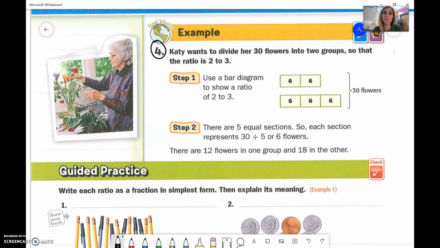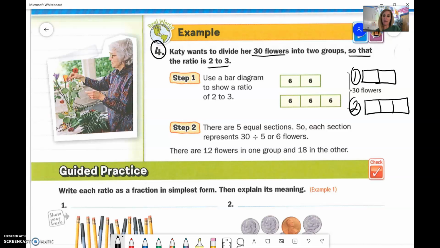It's an example problem, and it's really good to look at so that we can see where we're going to go. It says Katie wants to divide her 30 flowers into two groups. Not evenly. She doesn't want to split them 15 and 15. She wants it so that the ratio is a 2 to 3 ratio. So here's what you have to think. She wants two groups, okay? And so one group is going to have 2, so that would be group 1, and group 2 is going to have 3.